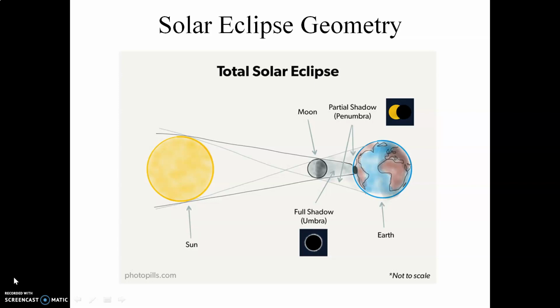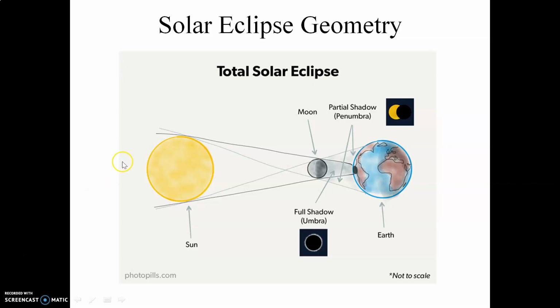The solar eclipse occurs during new moon when the moon passes in between the sun and the earth, and therefore the shadow that is cast by the moon falls onto the surface of the earth. Okay, definitely not to scale. This graphic here depicts the basic geometry of the solar eclipse.